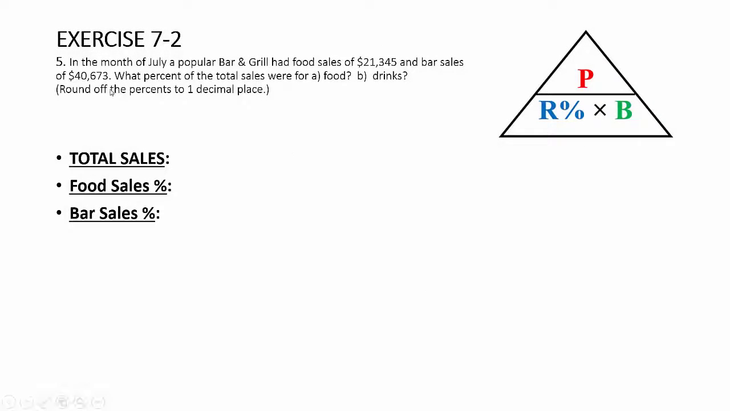Question 5 looks at the month of July, when a popular bar and grill had food sales of $21,345 and bar sales of $40,673. Just a few easy questions. What percent of the total sales were the food and what percent of the total sales were the drinks? One thing that they didn't give us in this question was the total sales.